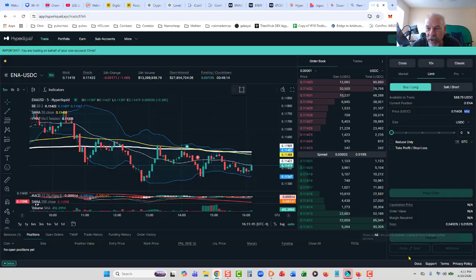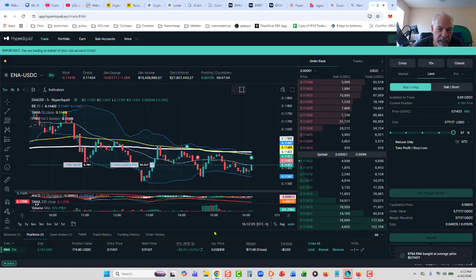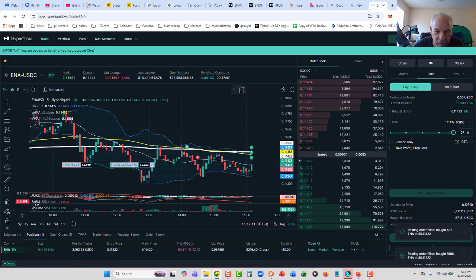So let's buy a long position on ENA, and it's about a $500 order. Let's place this order, and we'll buy long. And you can see the order is getting filled. Now here's one thing you've got to remember. Well, it's partially filled. There we go. 569 bucks roughly. So let's make sure we set our stop loss.